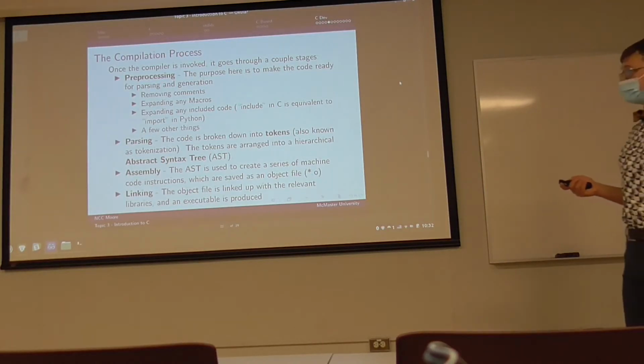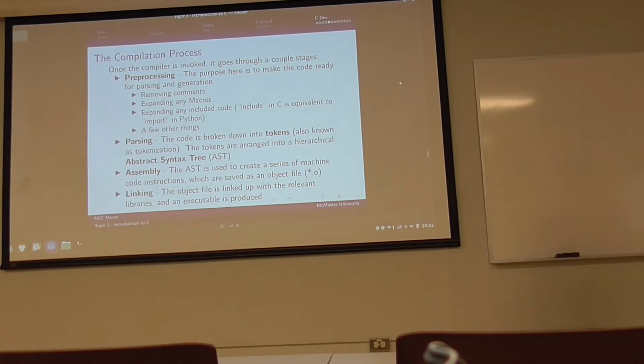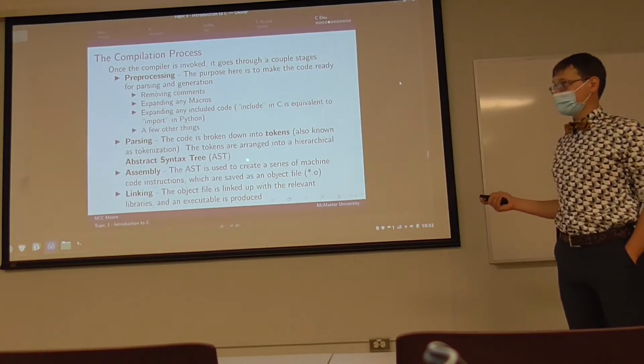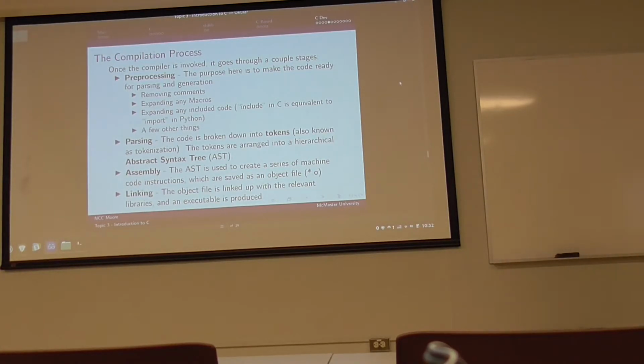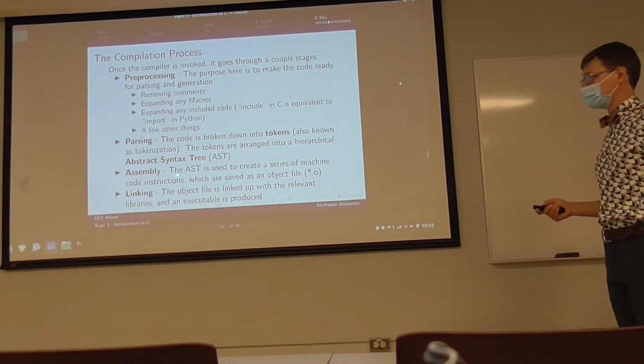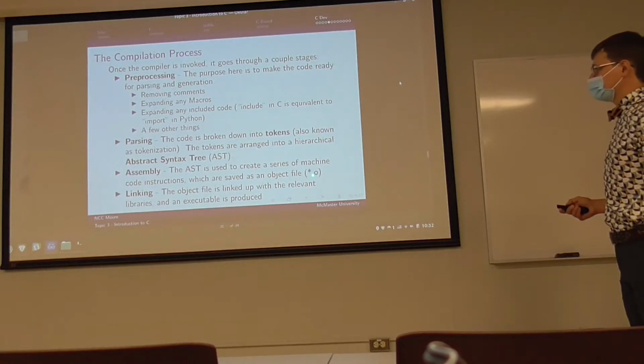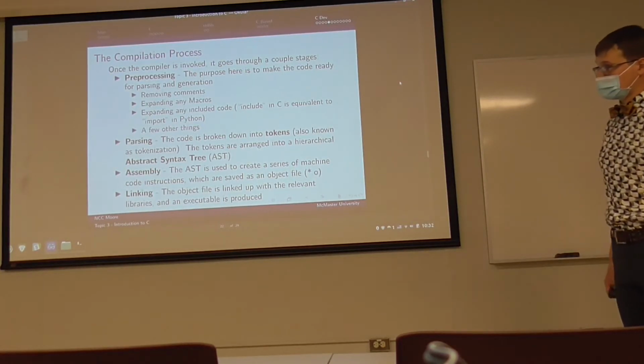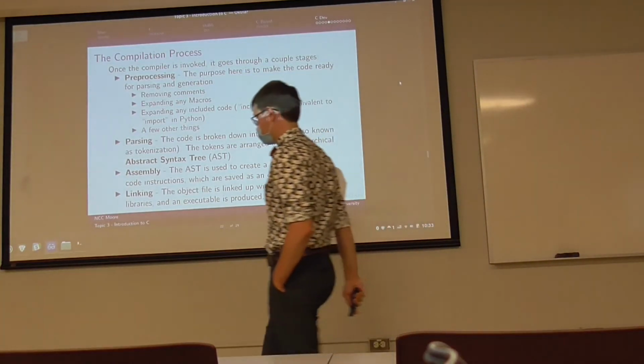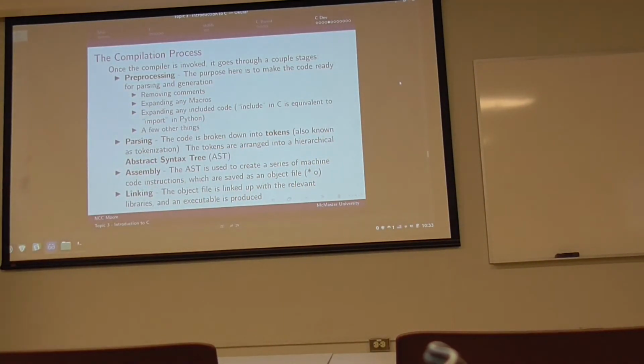After this, we enter parsing. The code is broken down into tokens, the process being known as tokenization. These tokens are then arranged into a hierarchical abstract syntax tree. The AST is then used to create a series of machine code instructions which are saved in an object file, star.o. This is the assembly stage. We are assembling the object code from the abstract syntax tree. Then we have linking. The object file is linked up with relevant libraries and an executable is produced.